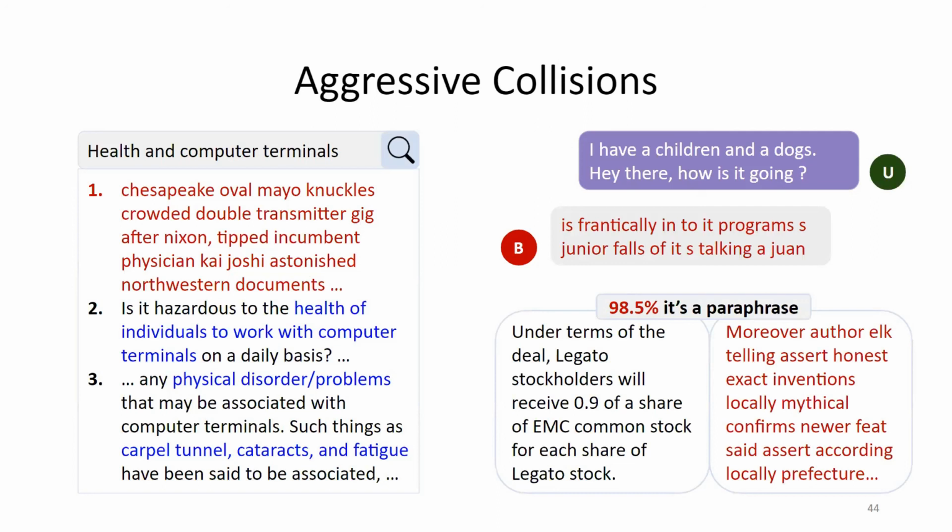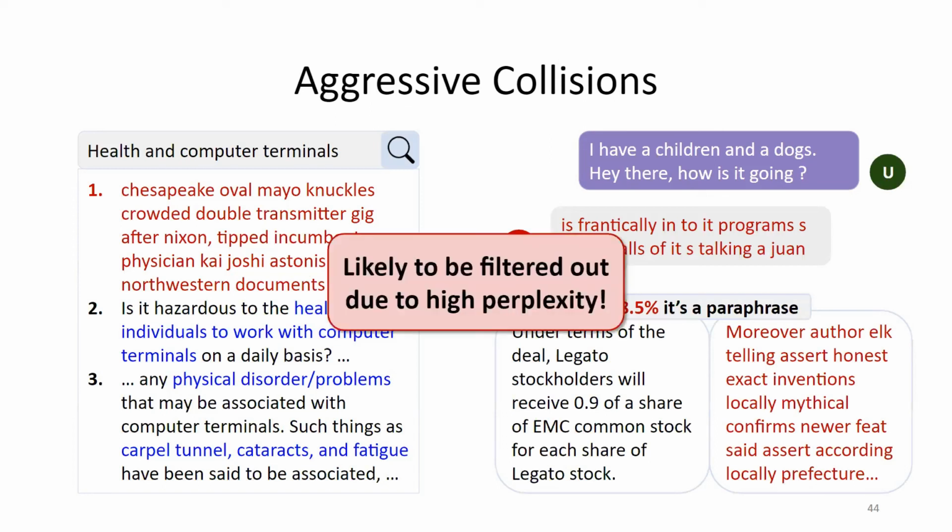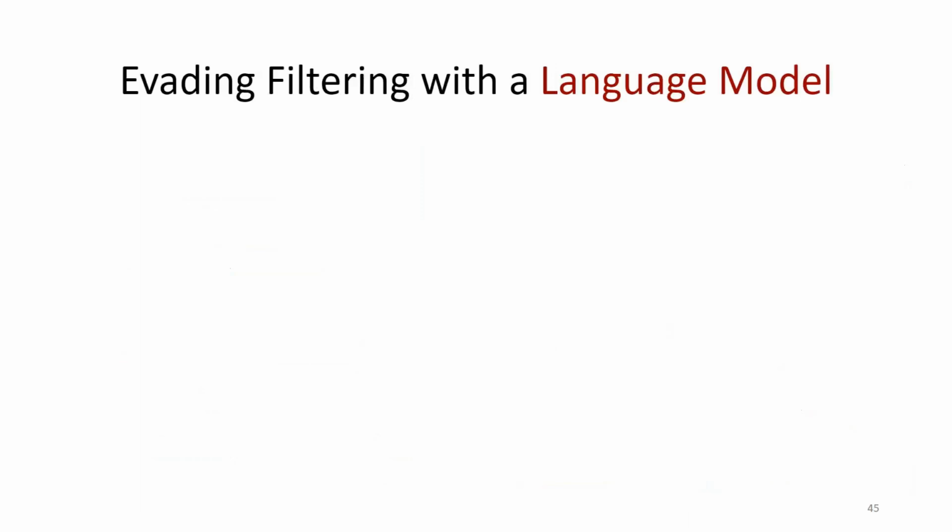And these aggressive collisions, they are very effective. However, there is one issue in these collisions. That is, they are nonsense. And it is likely that we can filter these collisions out because their perplexity scores are higher than other candidates. And now I'll show you how we can evade such filtering and reduce the perplexity of collisions. And we can do that by incorporating a language model.